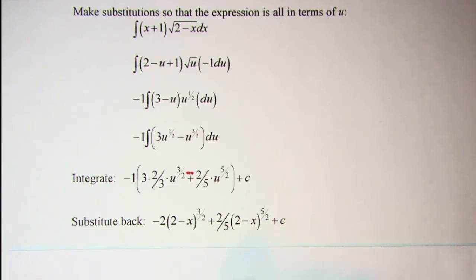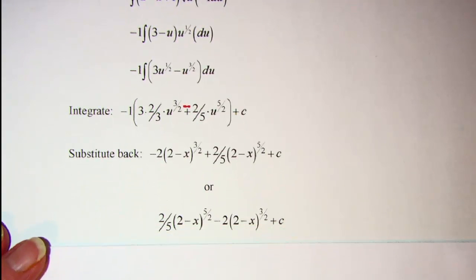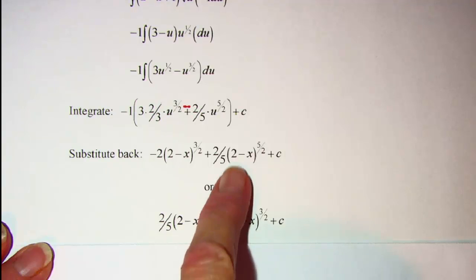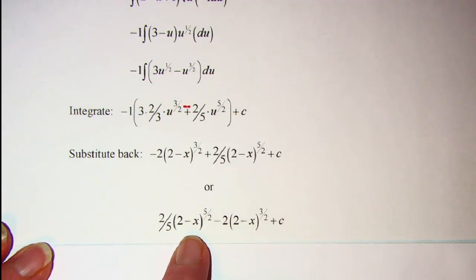Now I can rewrite this and put my positive term in front. So I can rewrite that as 2/5 times that quantity, 2 minus x to the 5/2, subtract 2 times the quantity, 2 minus x to the 3/2, plus c.